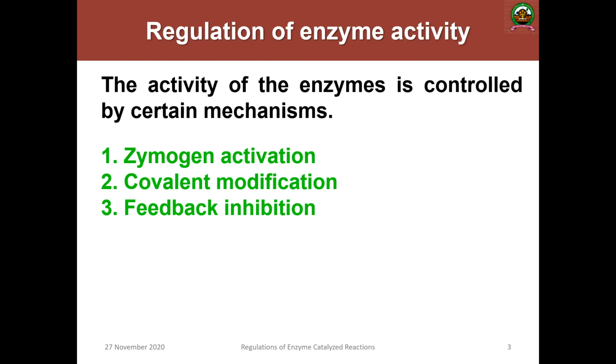So what are the various mechanisms for enzyme regulation? The regulation or control of enzymatic activity is achieved mainly by three mechanisms. Number one, zymogen activation. Number two, covalent modification. Number three, feedback inhibition. So the major regulatory mechanisms of enzyme activity are zymogen activation, covalent modification, and feedback inhibition. Then we will discuss all these concepts one by one in detail.